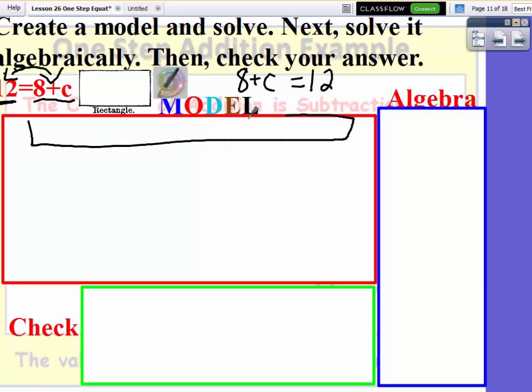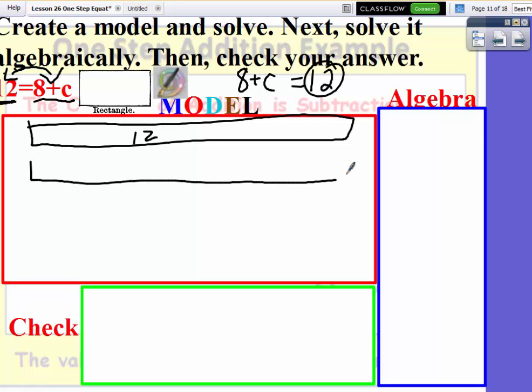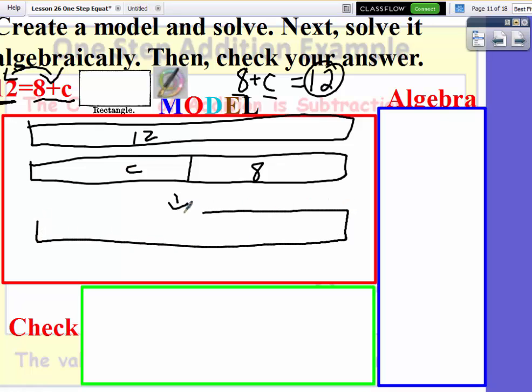I know it's going to be a length of 12 because that's what it's telling me it will equal to. My left side equals the right. So I'm going to draw another fraction bar, so my left equals the right. I break it up into its two parts, an 8 and a c. And now I need to figure out 8 plus what number equals 12? Well, I'm going to draw my fraction bar again. I have 8, and then 8 plus what equals 12? Well, I know 8 plus 4 equals 12, and so there we go.